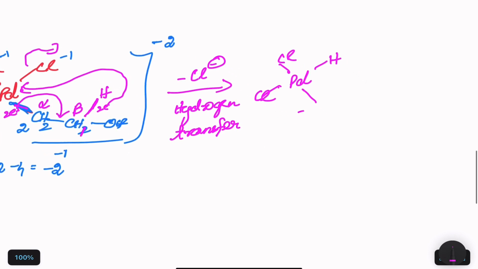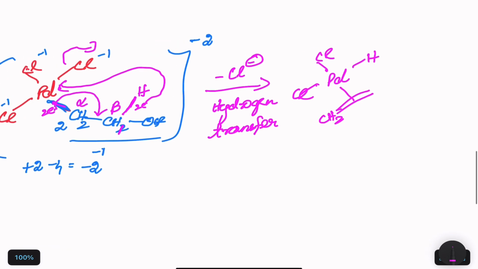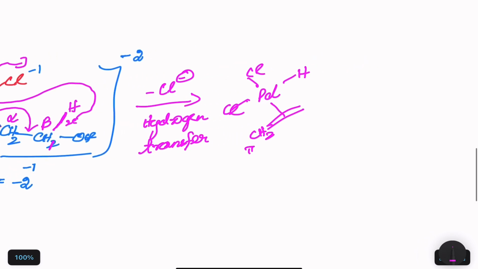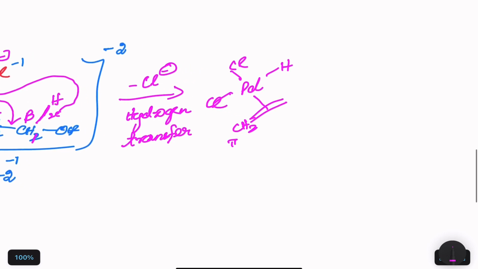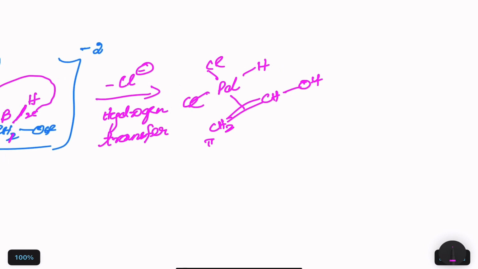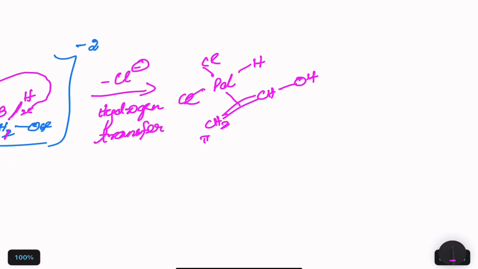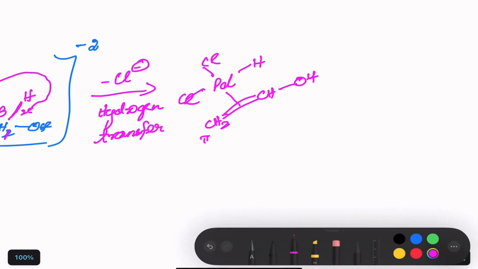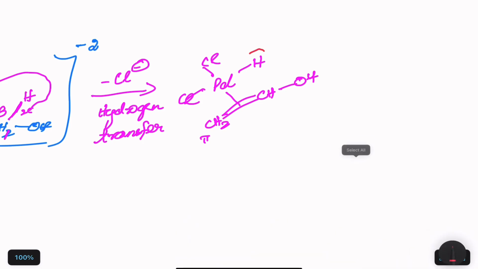And then now what is happening? Again it is like a pi bond. See, because this sigma bond, initially it was sigma. Now it is pi. Okay. So CH2 and then CH and then OH. So this is our new product now. Okay. So now what we have to do? We have to attach this hydrogen to our compound. So this hydrogen has to be attached to our compound.